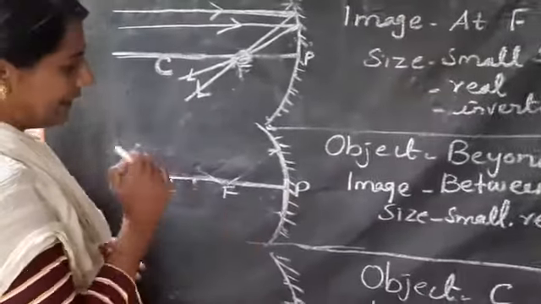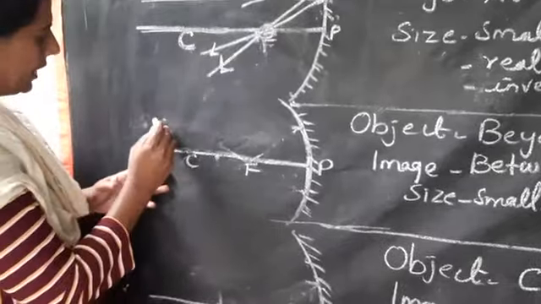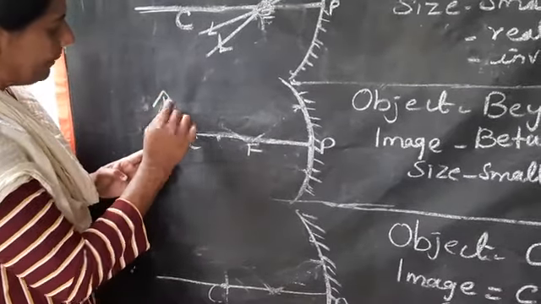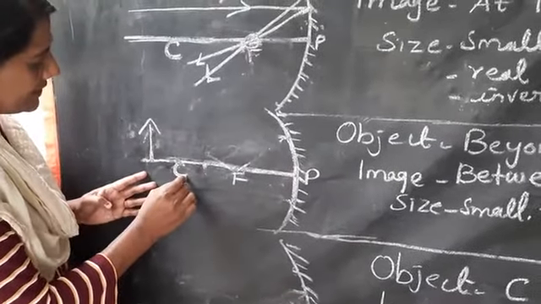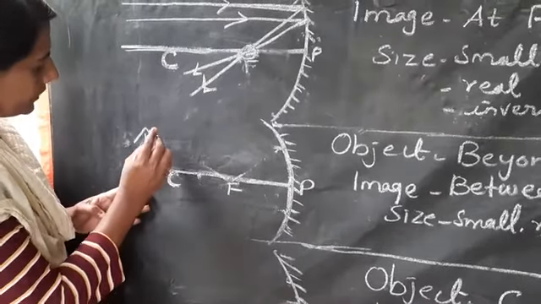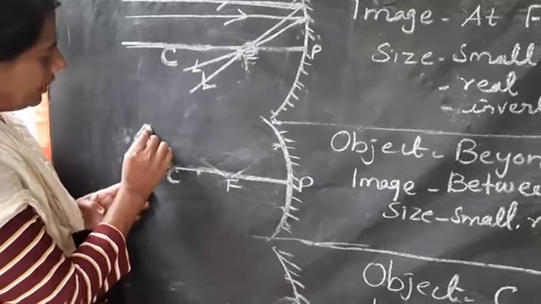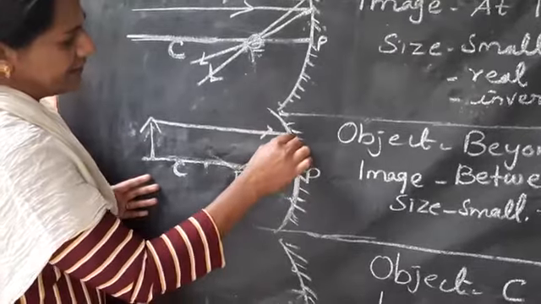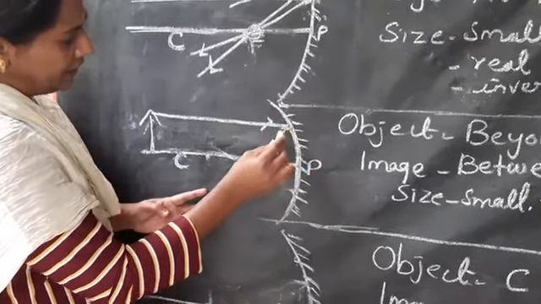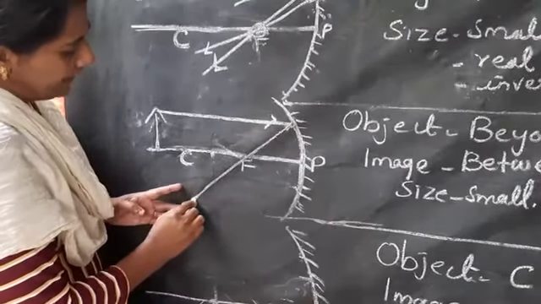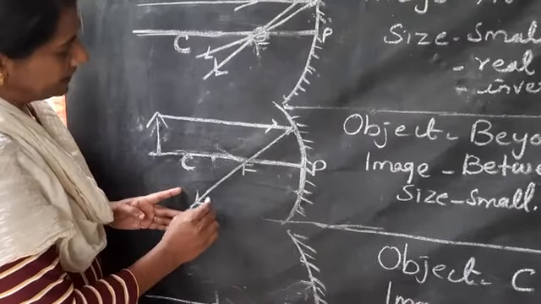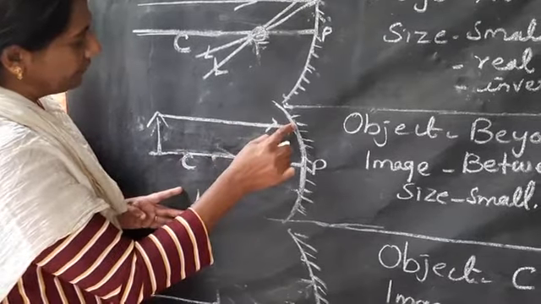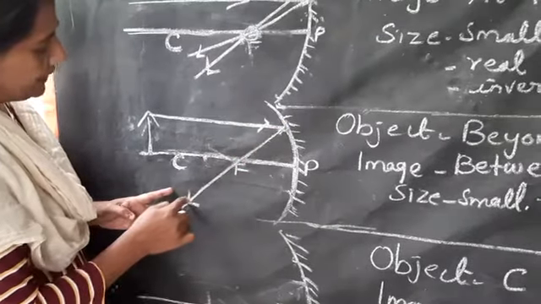Okay, the second ray diagram we are going to see. The object is kept beyond C. C is the center of curvature. From here an incident ray is coming. It touches the mirror. After reflection, it should go through F. Isn't it? That is the condition. If a ray comes parallel to the principal axis, after reflection it should go through F.